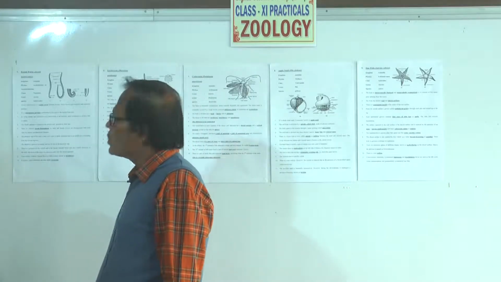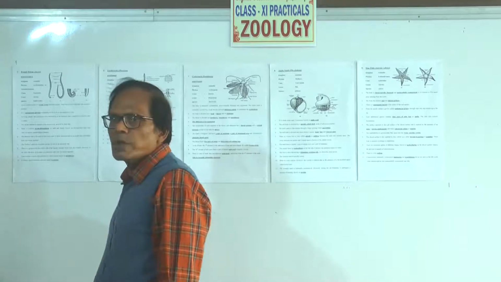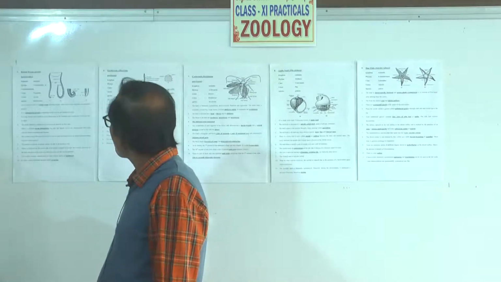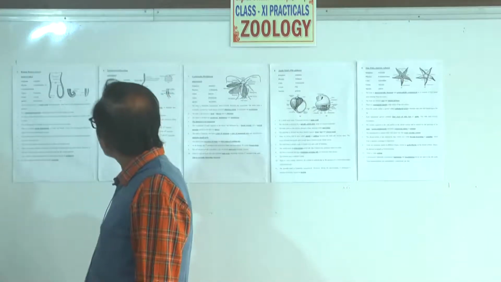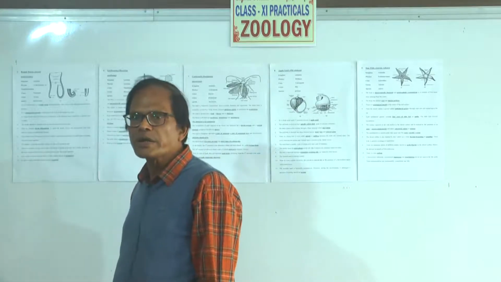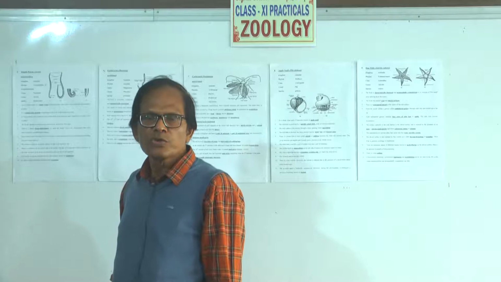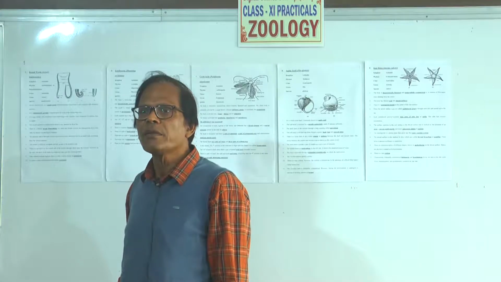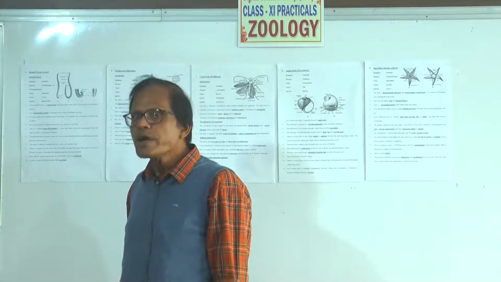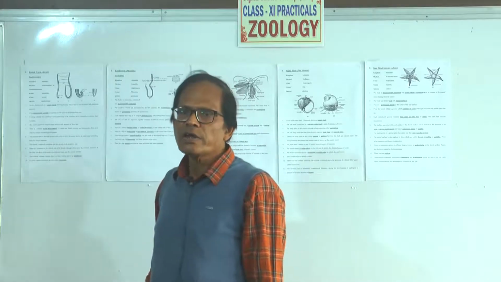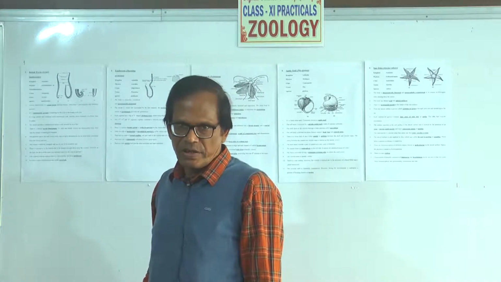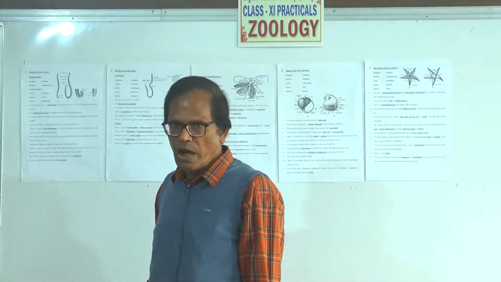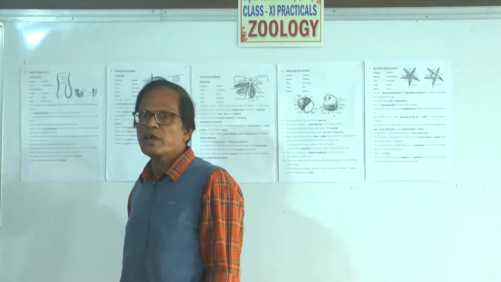Then comes the roundworm. Its scientific name is Ascaris lumbricoides, and it belongs to the phylum Aschelminthes or Nemathelminthes. Very often, students are used to writing the name of the phylum as Nematohelminthes. It's not Nematohelminthes, it is rather Nemathelminthes. Aschelminthes and Nemathelminthes are two synonymous terms. Either write Aschelminthes or write Nemathelminthes.